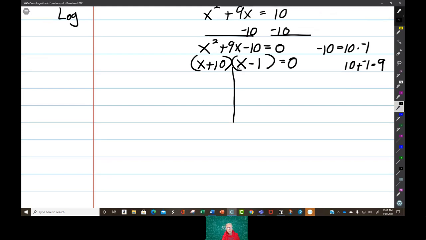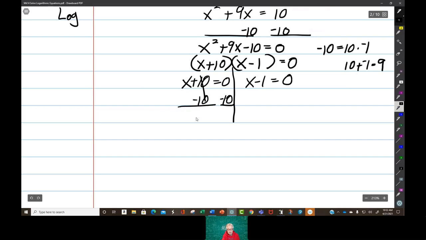All right, now we're just going to do the usual thing. Set each factor equal to 0. Subtract 10 from both sides. So x equals negative 10. Add 1 to both sides. So x equals 1. And now, woohoo, I have two answers, right? Negative 10 and positive 1.